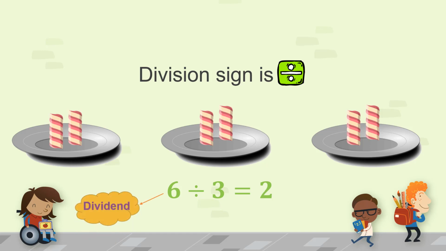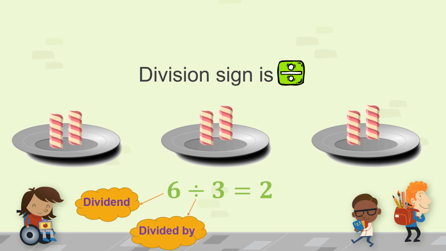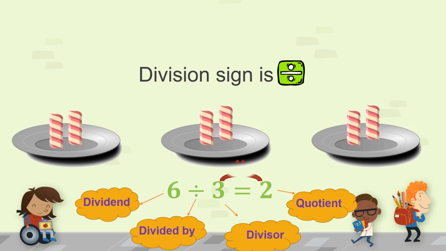6 is called the dividend. 3 is the divisor. 2 is the quotient. If I want to check my answer, I can do 2 times 3; if it is equal to 6, my answer is correct.